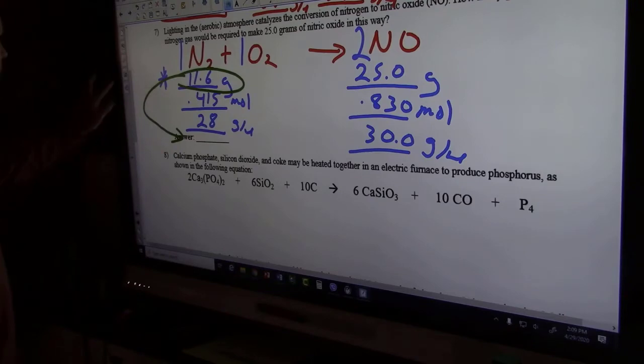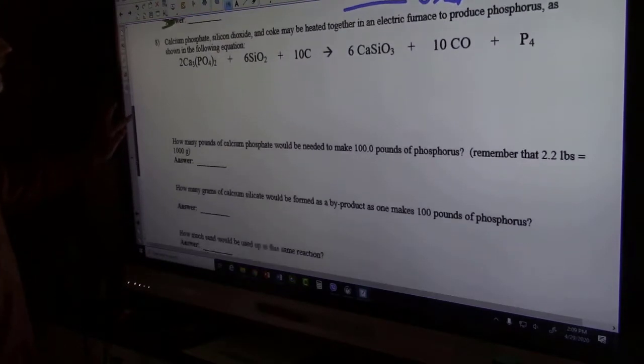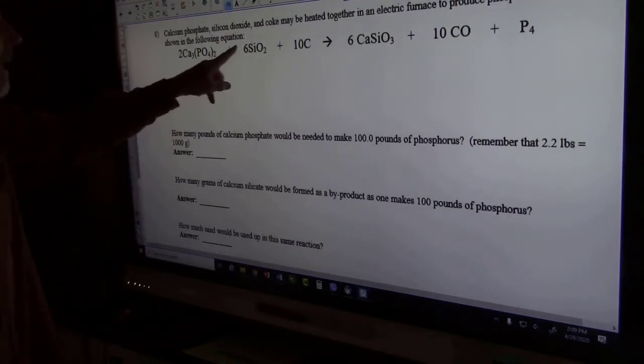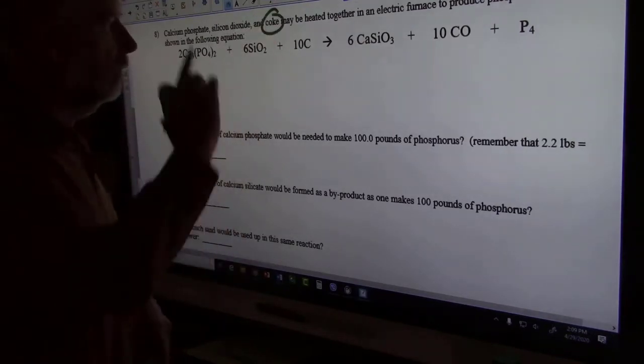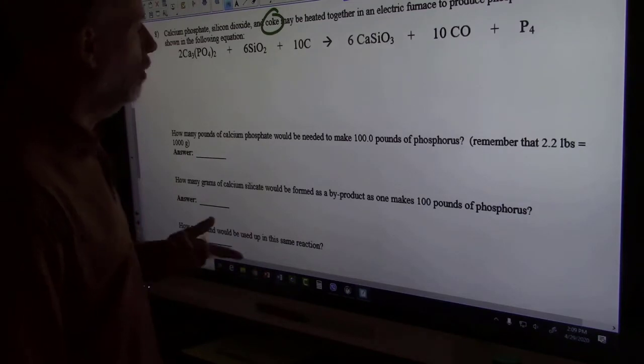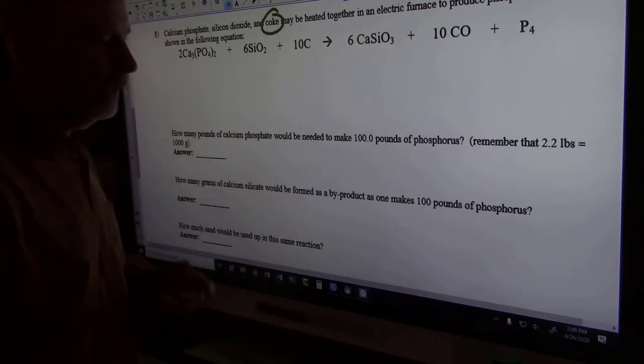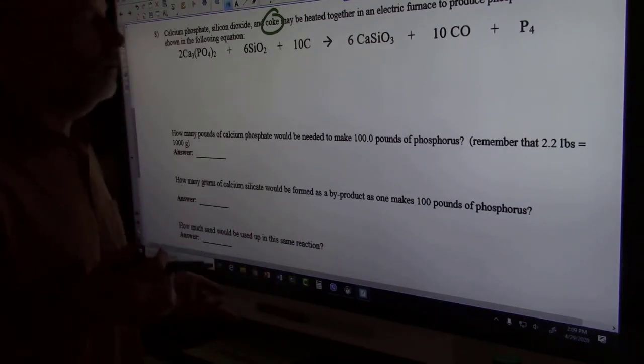Game over. Next one. Calcium phosphate, silicon dioxide, and coke. Interesting. An old term. It doesn't mean a drink and it doesn't mean anything bad. Coke just means carbon. It's basically charcoal.